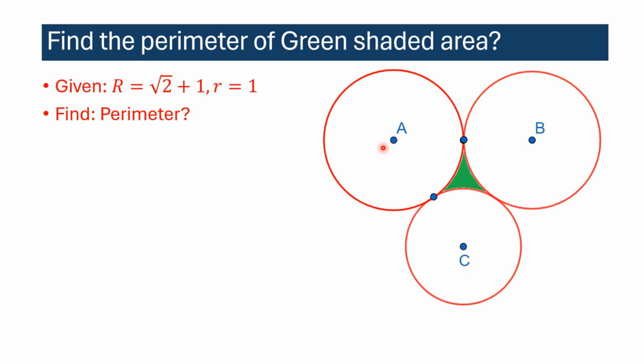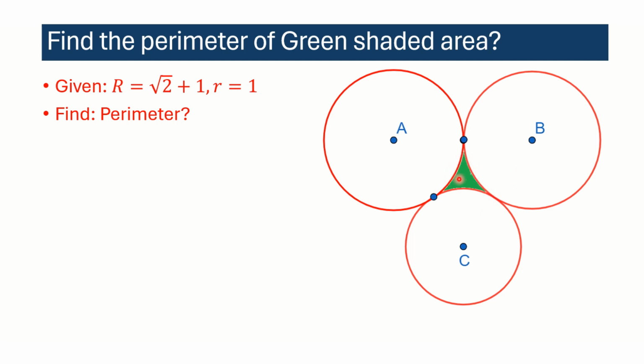Hello friends, in this problem we have been given three circles. This is a bigger circle, this is also of the same radius, and this is a smaller circle. The centers of these circles are given: this has a center at A, this at B, and this at C. These two circles are touching at this point, these two circles are touching at this point, and similarly these two circles are also touching at this point.